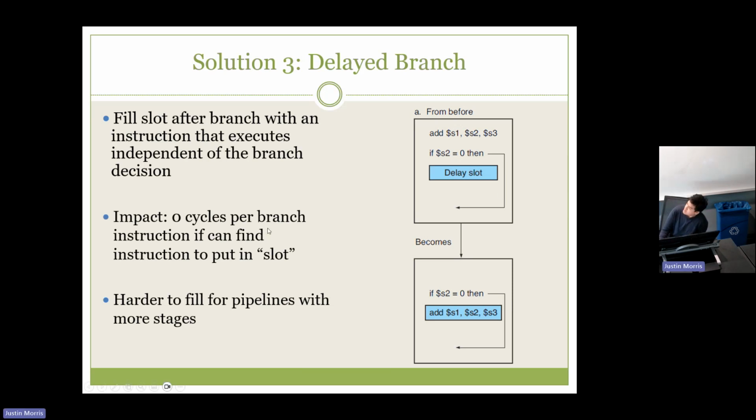So if we can find an instruction that fills this delay slot, then there's no impact. But if we can't find an instruction for this delay slot, what goes into the delay slot? Like if we can't find an independent instruction, what would take its place? A no operation. Okay? And like I mentioned, it's much harder to build pipelines with more stages, so this is basically not done. Okay.